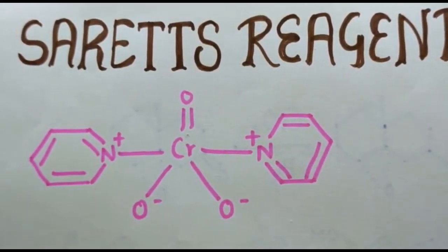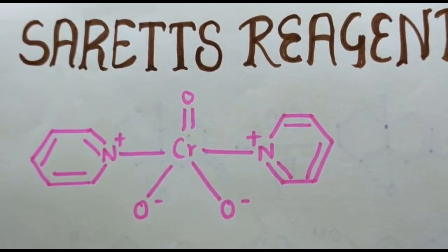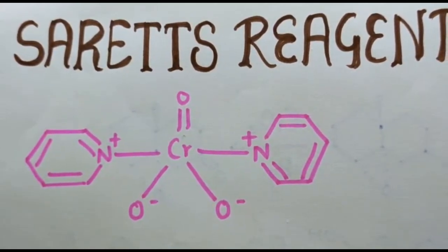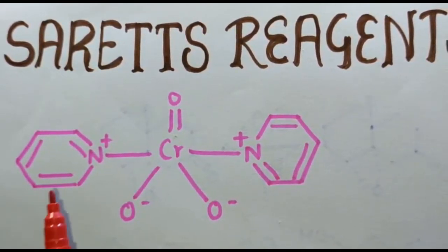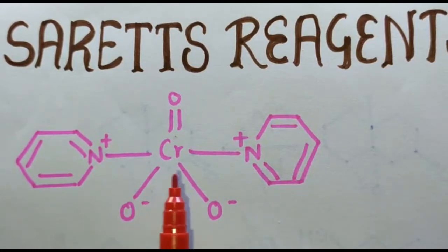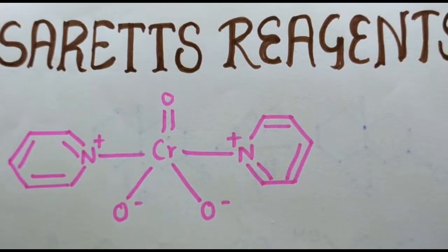Good morning everyone. Today we will discuss another chromium 6 reagent, that is the Sarett's reagent. This is one of the most important reagents of chromium 6. Here you can see that two pyridines are present, and the chromium and three oxygen atoms are present. This Sarett's reagent was introduced in 1893.